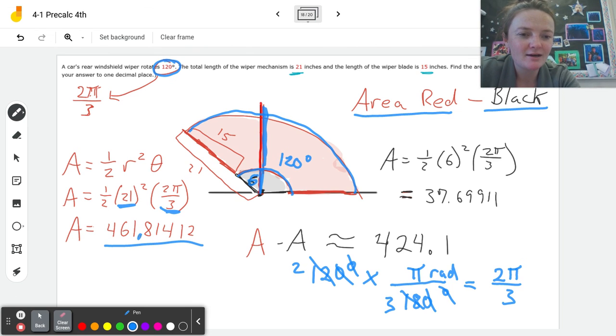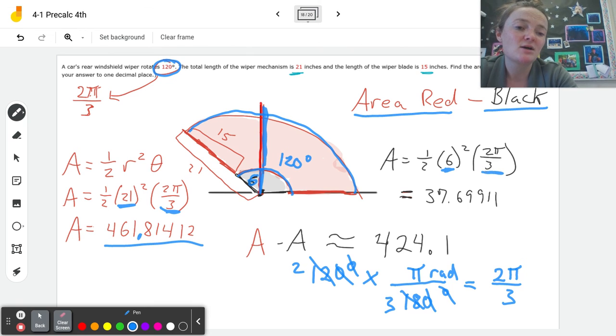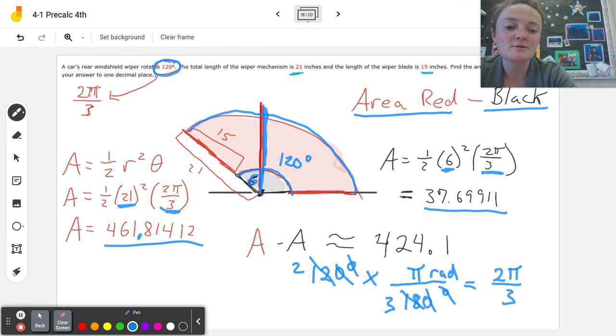Next one, the black area. Black area is the same, except this time its radius is tiny. It's a tiny 6 that came from subtracting 15 from 21. Its theta is also going to be the same. It's still rotating the same amount. And when you plug that in, you're going to get 37 approximately. If you subtract the two, what you're going to end up with is 424.1. And it says we started off in inches, so we're going to make sure we write inches at the end of that.